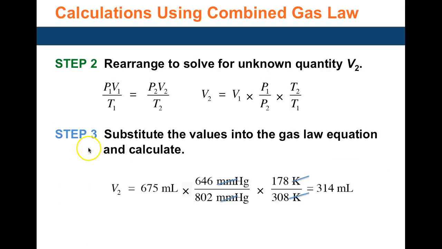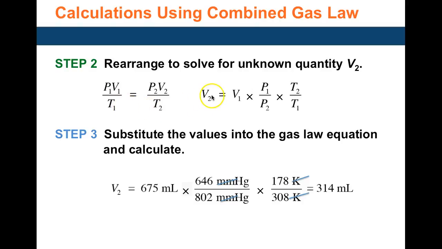The best way to rearrange this equation is, again, opposites. P1 V1 times T2 is equal to P2 V2 times T1. And then you're solving for V2, which means you divide both sides by P2 T1. Okay.